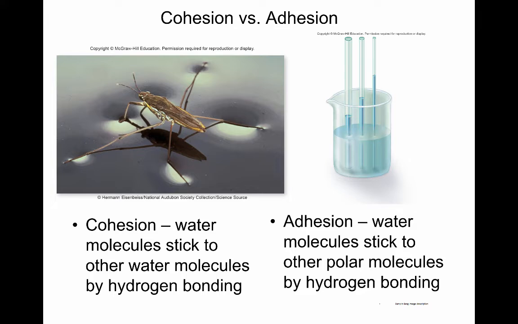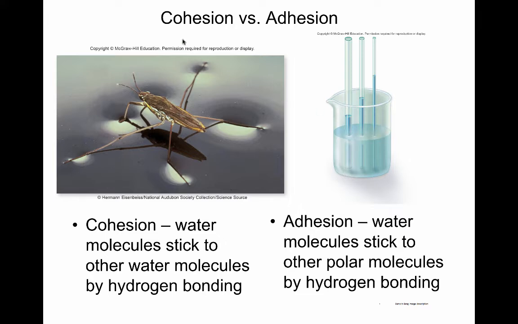So we already know what cohesion is. Cohesion is when water sticks to water. If you look over here at this beaker and the capillary tubes in the beaker, you can see the water climbing up those tubes. That happens when you stick those hollow tubes in, and you get different heights in the water column because of the various diameters. But what that's showing us is both cohesion and adhesion.